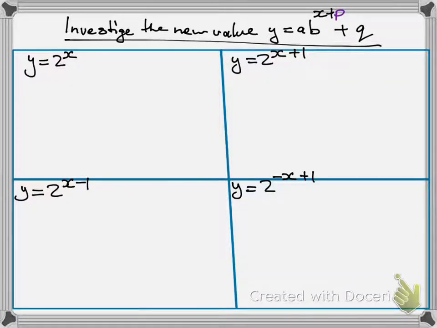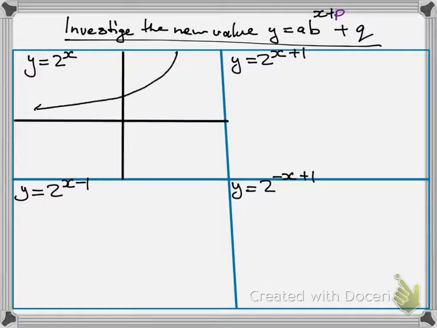We have the parent graph y = 2^x, and then we are going to increase p, then reduce p, and then reduce a and see what happens. Okay, and make b less than 1, between 0 and 1. So let's look at the first scenario.